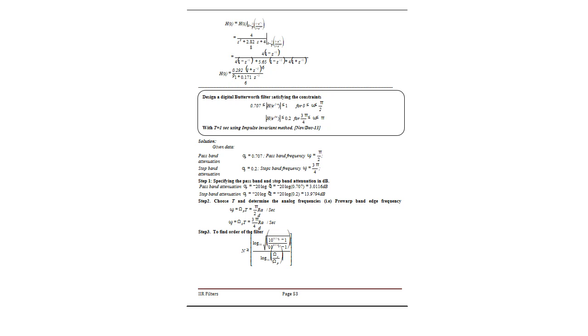Step 3 is to find the order of the filter, that is N is greater than or equal to log base 10 of the square root of (10^(0.1αp) - 1) divided by (10^(0.1αs) - 1), divided by log base 10 of Ωs by Ωp. When we substitute the values, we get the N value as 3.92. Rounding to the next highest value, we get N equal to 4.